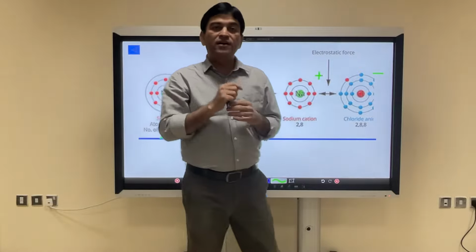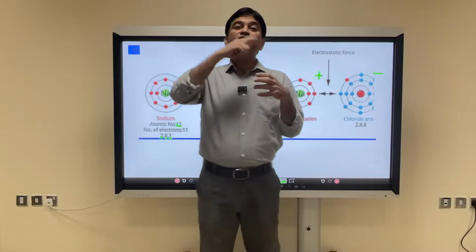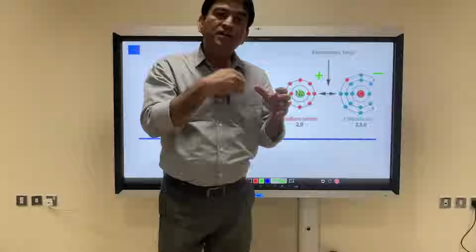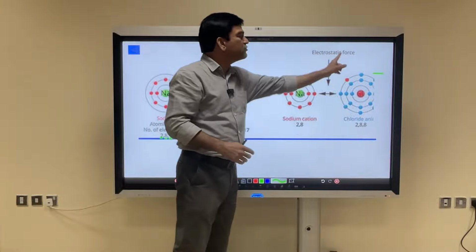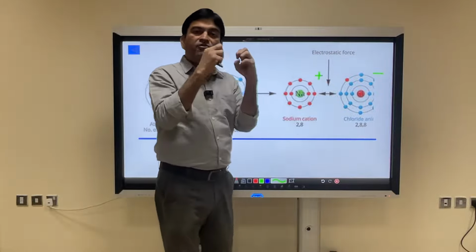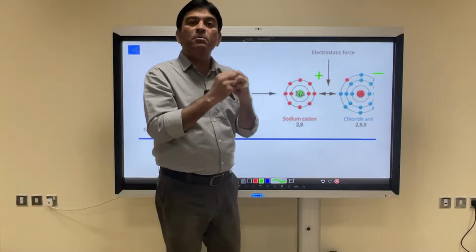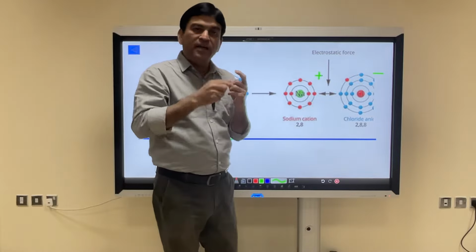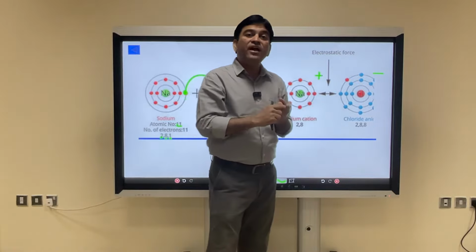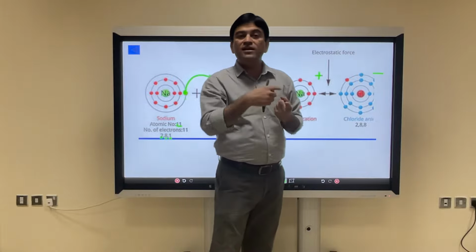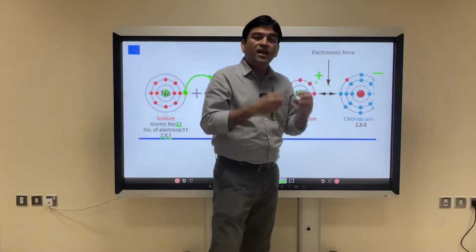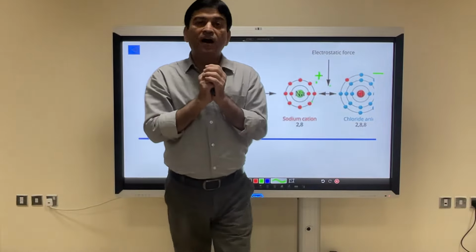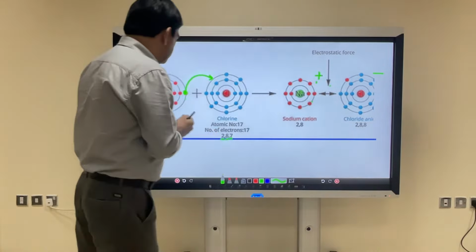So ionic bonds are formed by the transfer of electron from one atom to another atom, thereby creating a positive and negative charge. And there is an electrostatic force of attraction, and they are attracted to each other, and they form a bond which is known as an ionic bond. So again, ionic bonds are formed by the transfer of electron from one atom to another atom. One atom gets a positive charge, the other atom gets a negative charge, and they form a bond which is known as an ionic bond. It is between the ions.